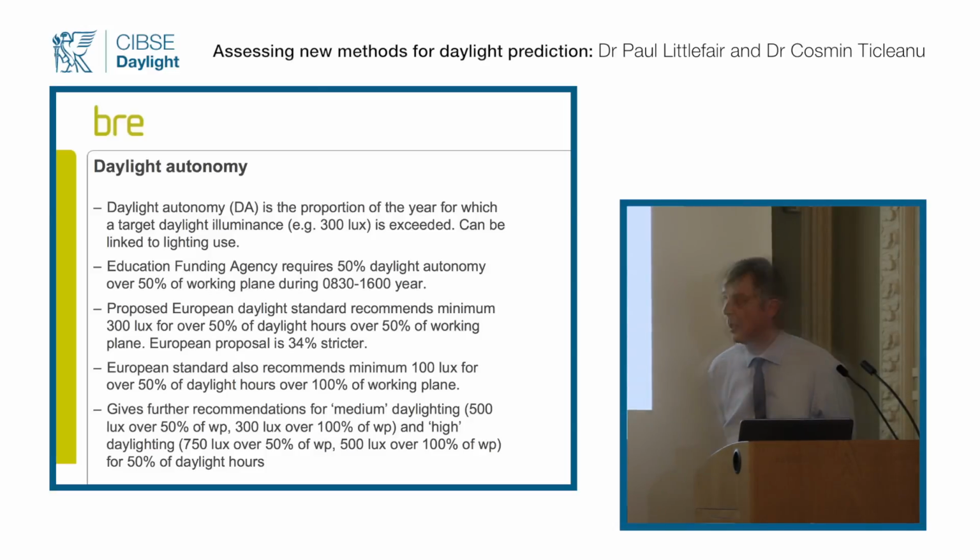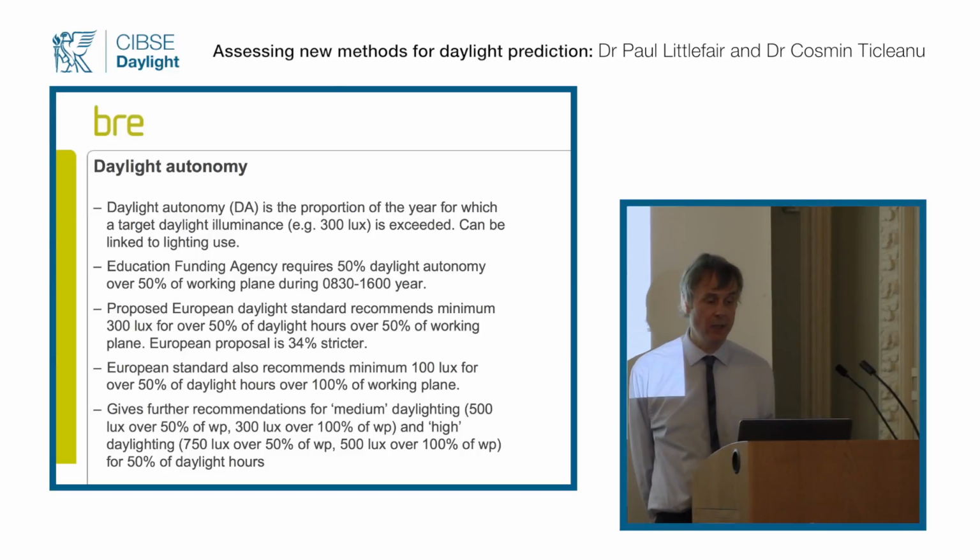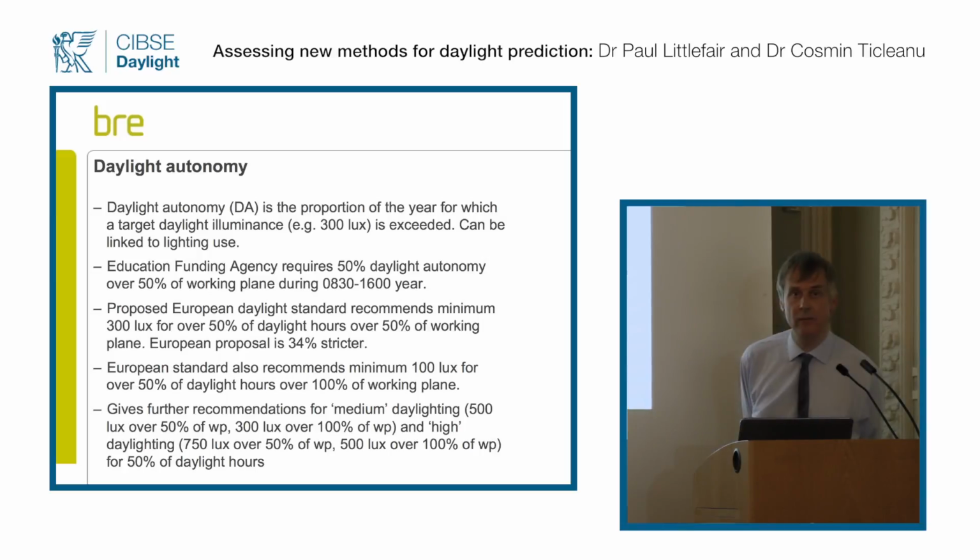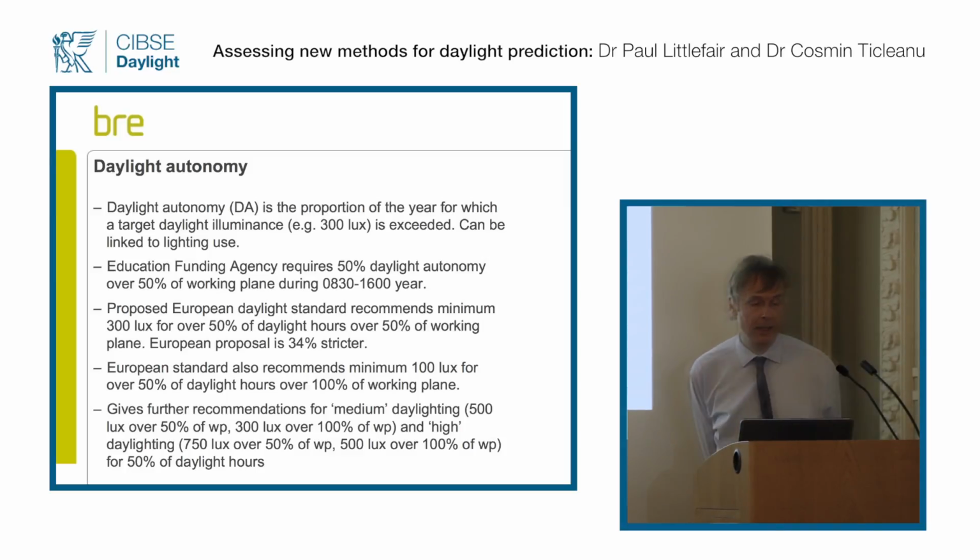And we're going to be referring quite a lot to the Education Funding Agency, because this is in the UK, this is the first organisation to actually require climate-based daylight metrics as part of its specification. So new schools have to meet these Education Funding Agency requirements. And one of the things it requires is a particular daylight autonomy.